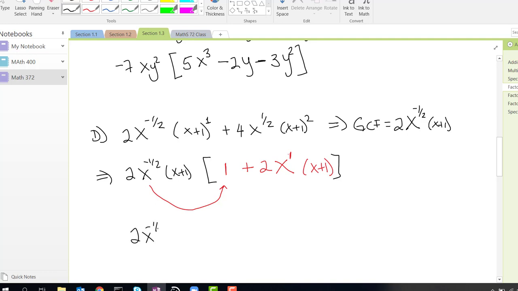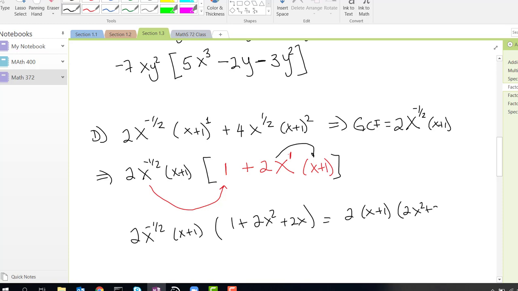Now I can simplify it. So I'm going to have 1 plus, this is just 2x, so now you can distribute it, plus 2x squared plus 2x. And if you're asked to write it with positive exponents, then this will become, and I'm going to write the inside in descending order there, and it will be over x to the 1 half, because remember, a negative exponent means it really belongs on the bottom.